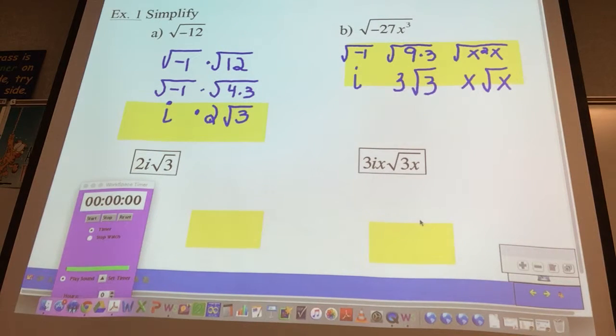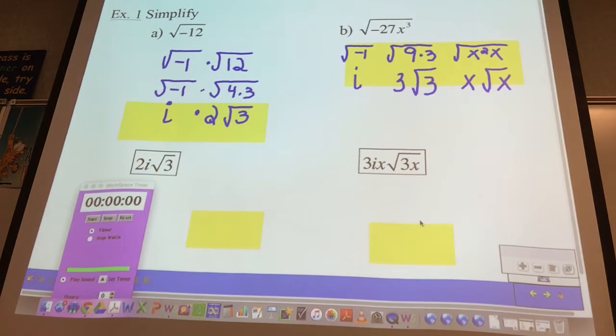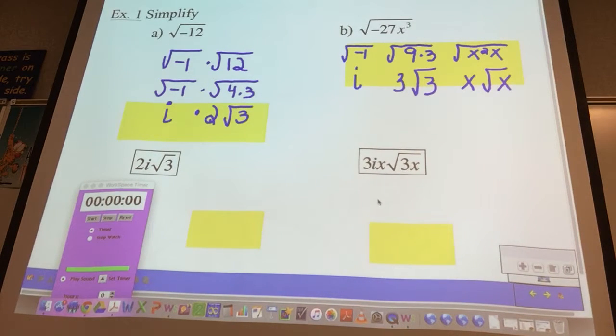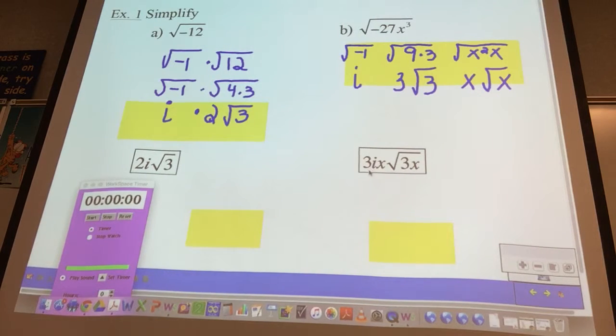Usually people just put it in alphabetical order, so i comes before x. Are we always going to put on the outside what's on the outside, like the middle step? Are we always going to put it out front with the i? Yeah, anything that came outside will go in the front.